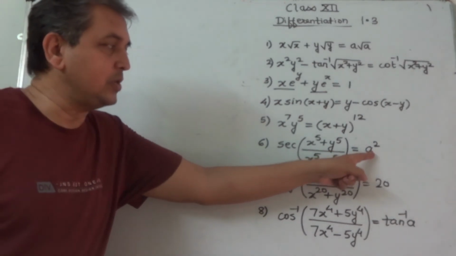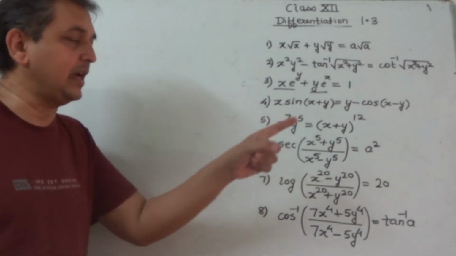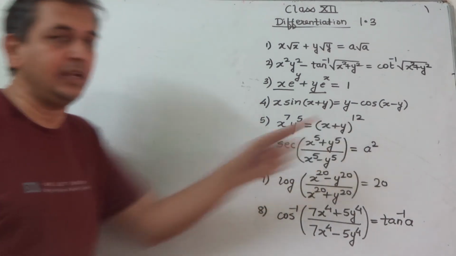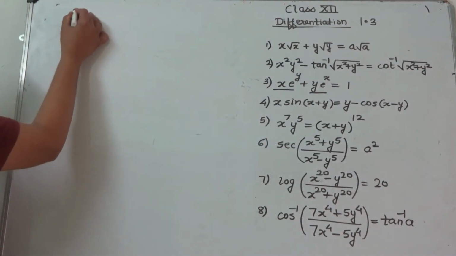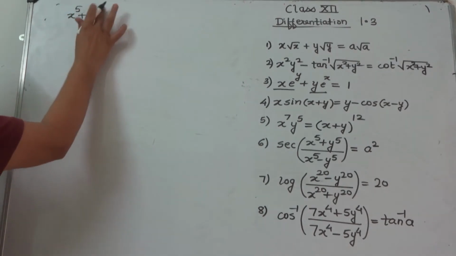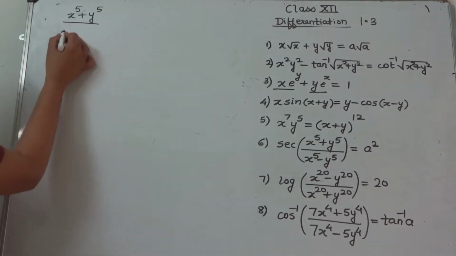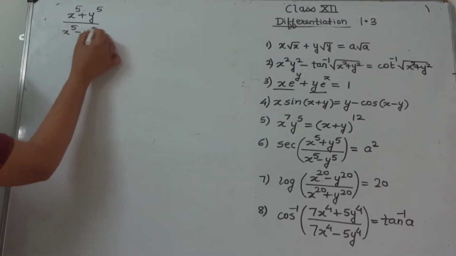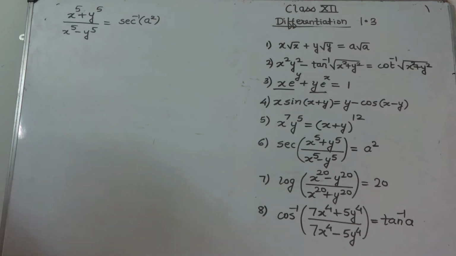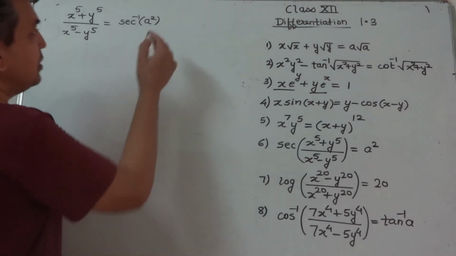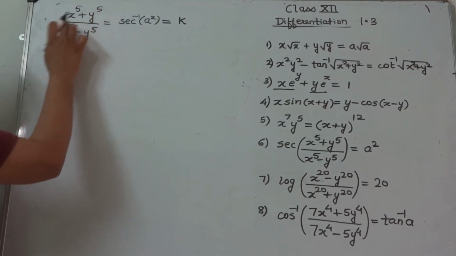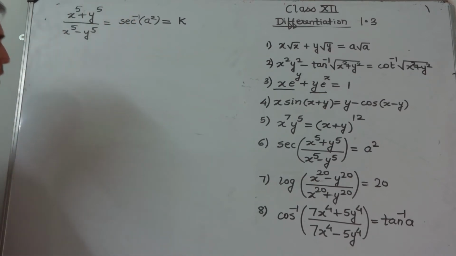On right hand side there is a constant. So we just transfer this sec on right hand side. Sec of this equal to a square. So this bracket is equal to sec inverse of a square. So what do we write? x raised to 5 plus y raised to 5 upon x raised to 5 minus y raised to 5 equal to sec inverse of a square. Now since a square is a constant, sec inverse a square is also a constant, and let us denote this constant by k. So we have x raised to 5 plus y raised to 5 upon x raised to 5 minus y raised to 5 equal to k.